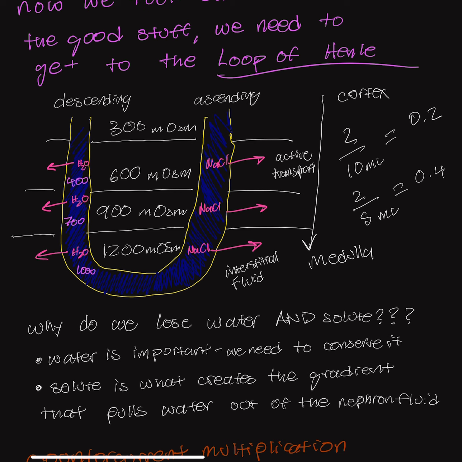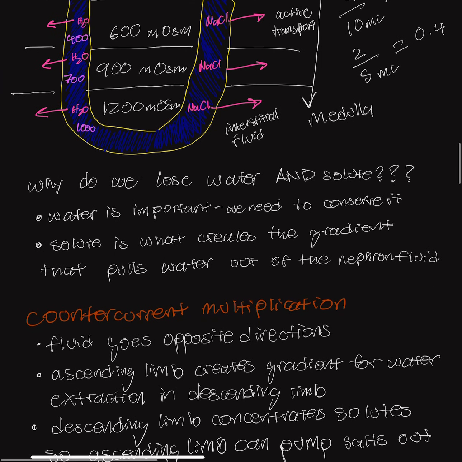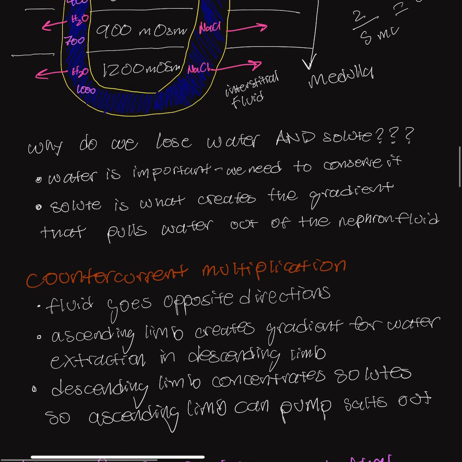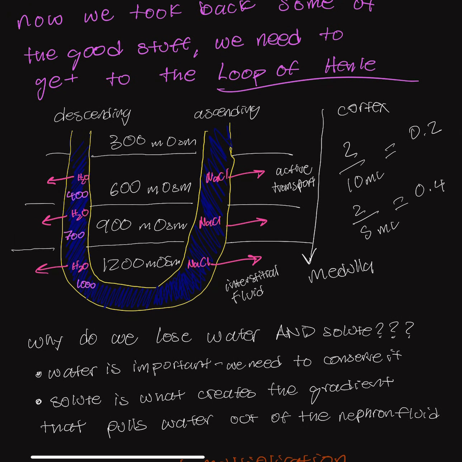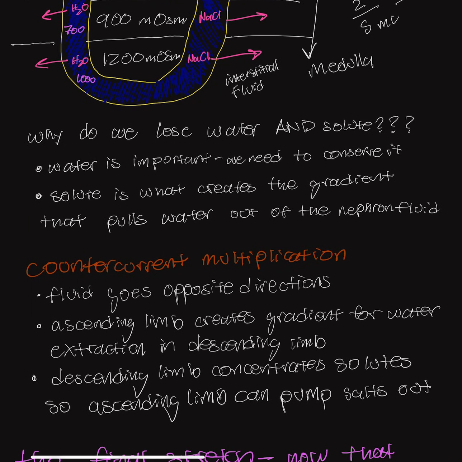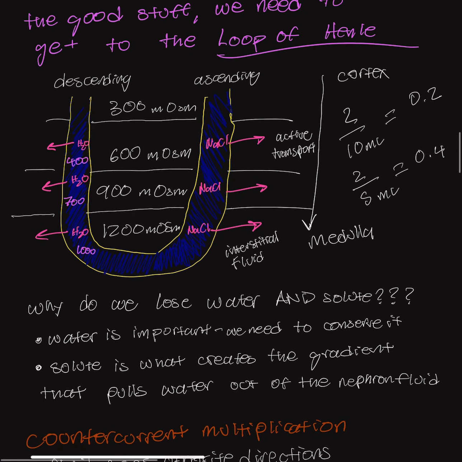Now that we have an increased concentration of the fluid, we want to now pump out sodium so that we can regenerate that gradient. And it does two things at the same time, and that's pretty much what we call a countercurrent multiplication system, right? So as fluid goes opposite directions, because as we're going descending, we're going down, and ascending, we're going up, we're creating a gradient for water extraction. So if we don't pump out this NaCl here, we're not going to have that gradient to bring out water here, right? It helps on both ends.